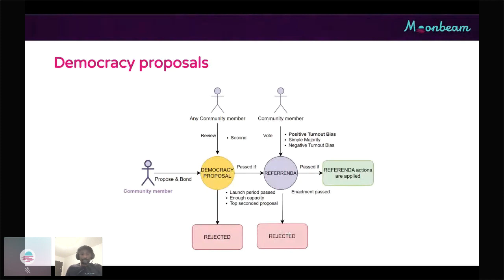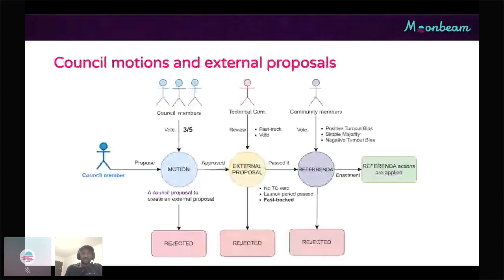So there is another set of actions that can be done on-chain, and this is done by the council. The council is supposed to act only in specific cases, which are mostly linked to the security part. So the council members can propose a motion, and the motion is basically a proposal to create an external proposal. You have to picture it this way. So this council member is proposing a motion to do whatever he wants.